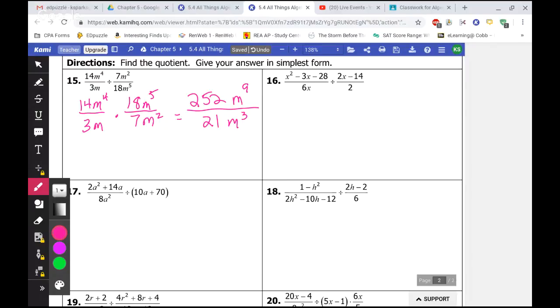And let's see, does 21 go into 252? Have either one of y'all checked that? 252 divided by 21. Yes, it does. Evenly and everything. It goes in 12 times. And now we'll use our exponent rules to combine the variables. 9 minus 3 is a positive 6. So it stays on the top. So you have 12m to the 6th.